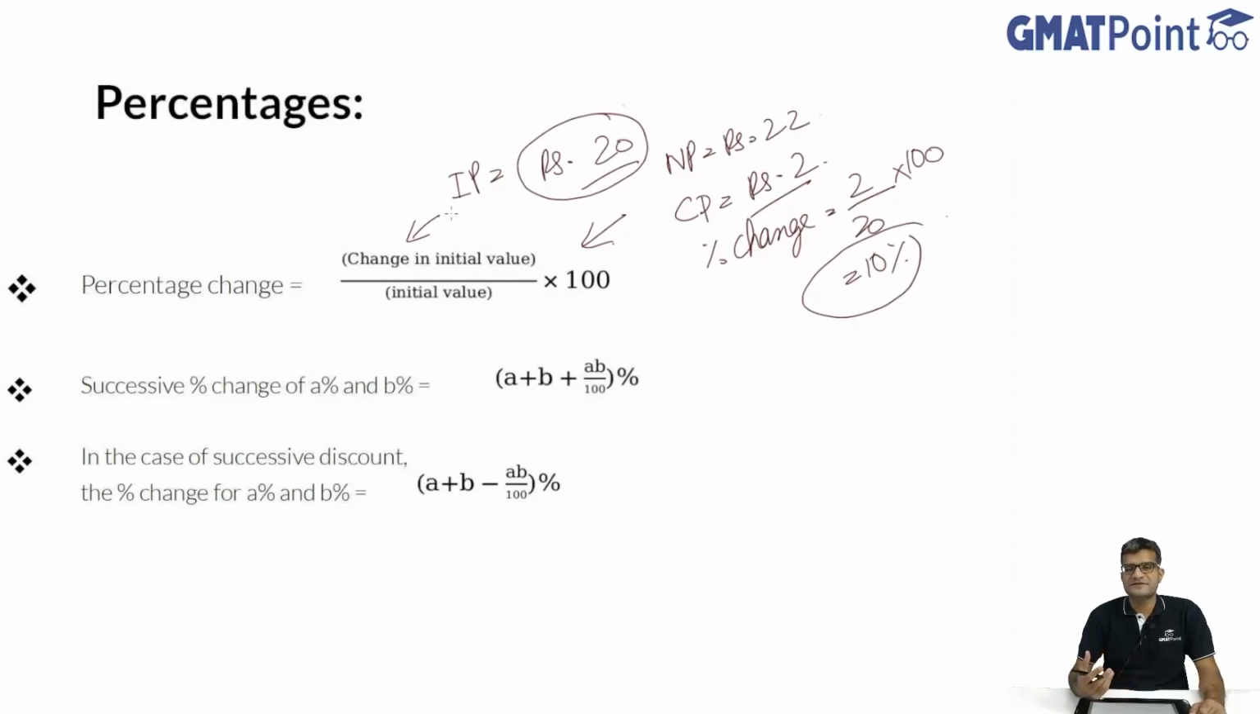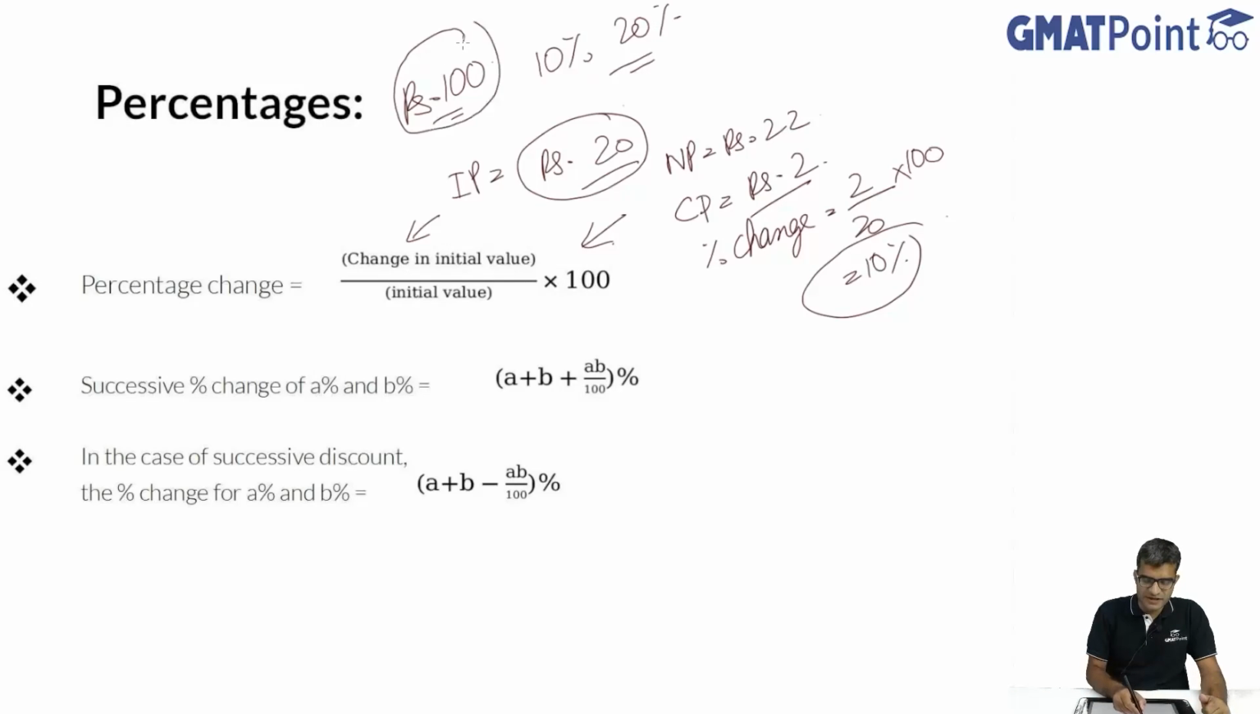Now, many times in questions you are asked about successive change. You are told that the initial price of an item is say rupees 100. And then the price is changed successively. Initially it was increased by 10%, then it was increased by 20%. What is the final price? Now you can do it step by step. There is nothing wrong in doing it step by step. If the initial price is 100 and it is increased by 10%, the change will be 100 into 10%, which is equal to rupees 10. So the new price will be the old price plus the change. So that is 100 plus 10, which is rupees 110.